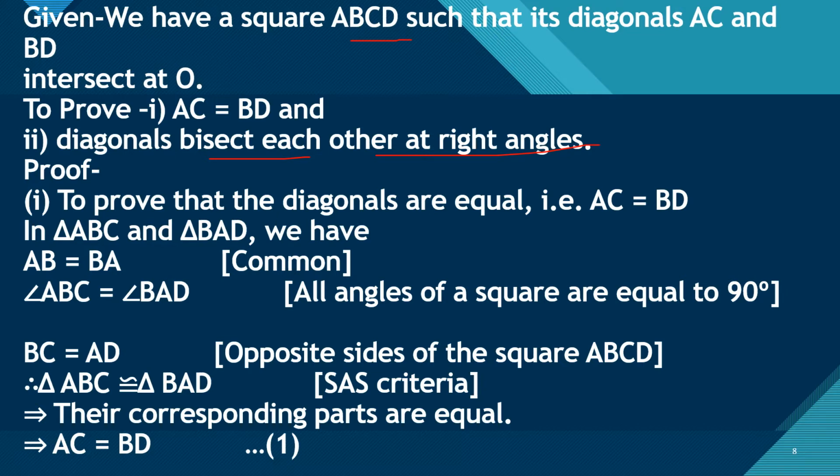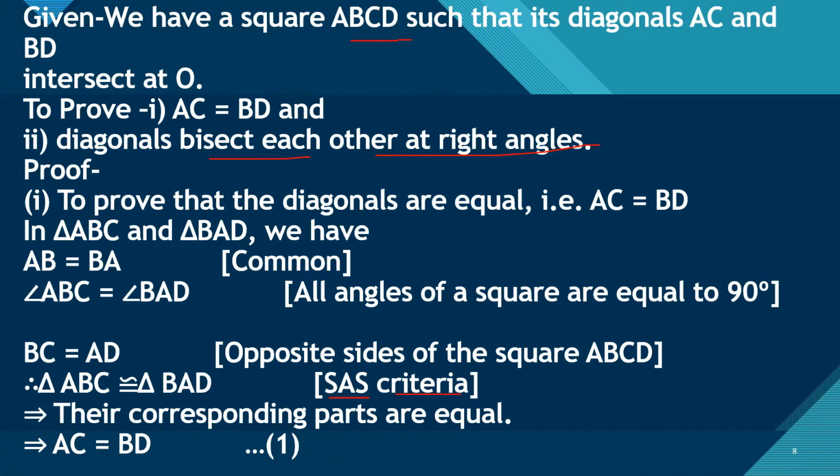To prove that the diagonals are equal, that is AC is equal to BD, in triangle ABC and triangle BAD, we have AB equal to BA, so they are common. Angle ABC is equal to angle BAD, all angles of a square are equal to 90 degrees. BC is equal to AD, opposite sides of the square ABCD. Therefore, triangle ABC is congruent to triangle BAD by the SAS criteria.